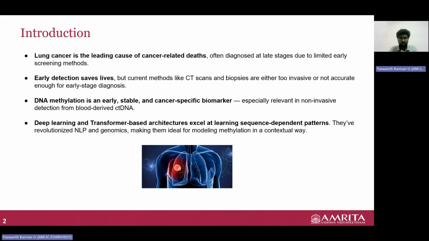DNA methylation offers a strong solution as it is an epigenetic modification that occurs early in cancer development and remains stable over time. Importantly, it can be detected from blood samples, making it suitable for early screening. At the same time, transformer-based models are highly effective for sequence data and capturing contextual relationships. So in this work, we leverage transformer-based deep learning to analyze DNA and DNA methylation in a context-aware manner for early lung cancer detection.